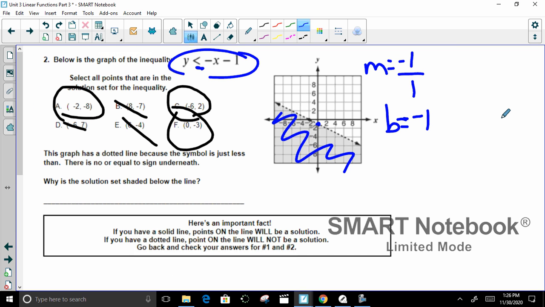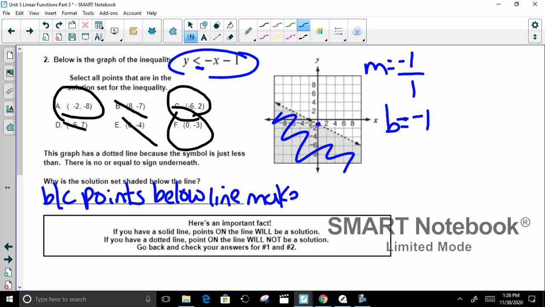All right, so this graph has a dotted line because the symbol is less than. There's no or equal to. Why is the solution set shaded below? Because the points below the line make the inequality true. Here's an important fact. If you have a solid line, points on the line will be a solution. If you have a dotted line, points on the line will not be a solution. So just be cautious of that.